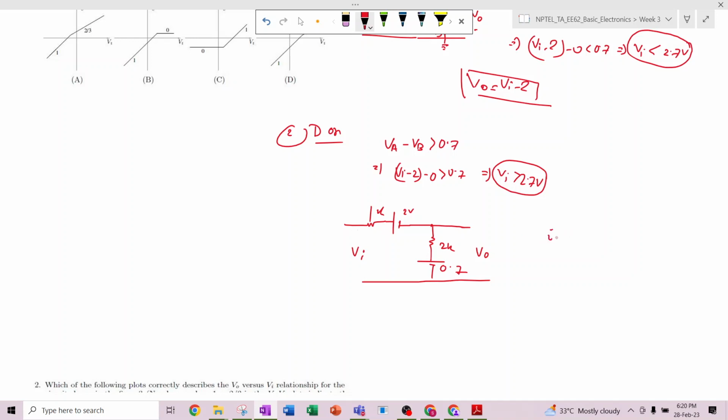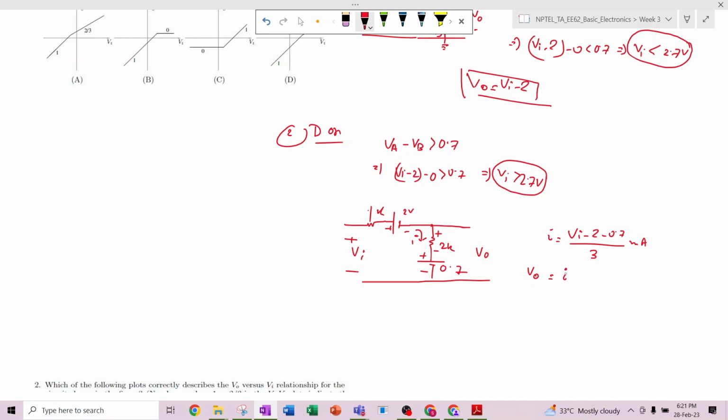Now the current throughout the circuit can be written as Vi minus 2 minus 0.7 divided by the total resistance, which is 1K plus 2K, that is 3K, so that much milliampere. Okay, this current is flowing through this 2K ohm resistor, so there will be a certain voltage drop. So the output voltage is nothing but this 0.7 volt plus the voltage drop across this 2K resistor.